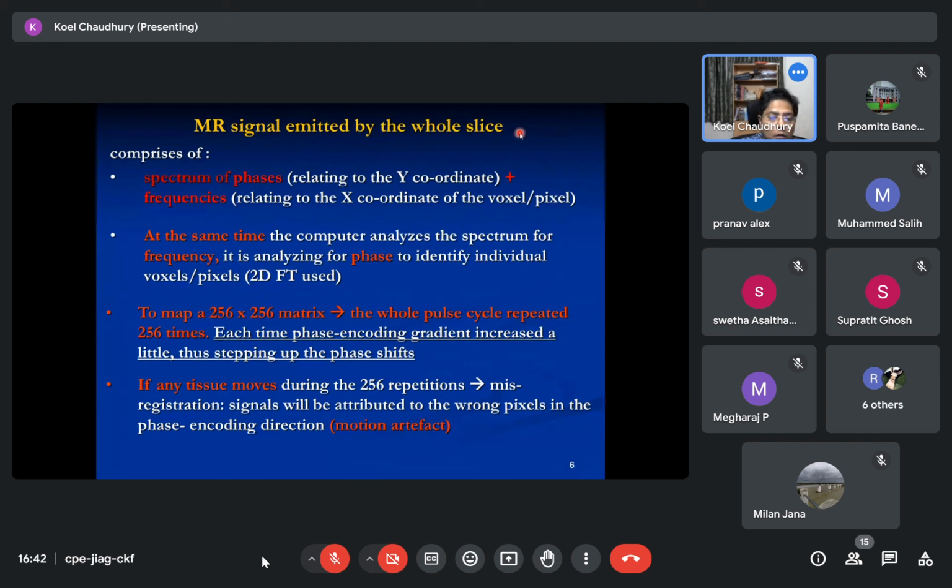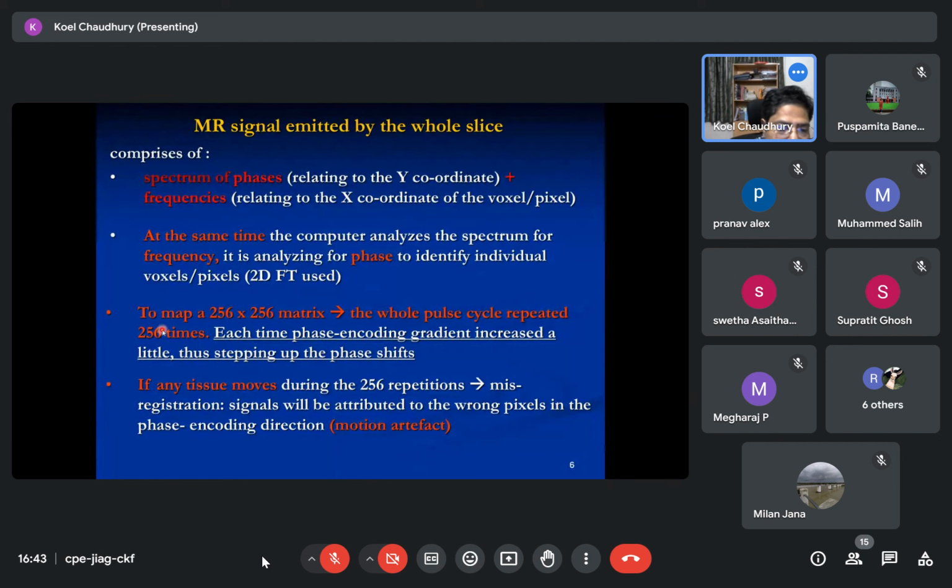I have told you this yesterday also: the 2D Fourier transform. The computer never says, okay, first let me calculate the frequency, then I'll calculate the phase. This is done at the same time. So imagine how powerful the processor has to be. So we say that in MRI there is a 2D Fourier transform. Why 2D? One dimension will measure the phase, the other dimension will measure the frequency.